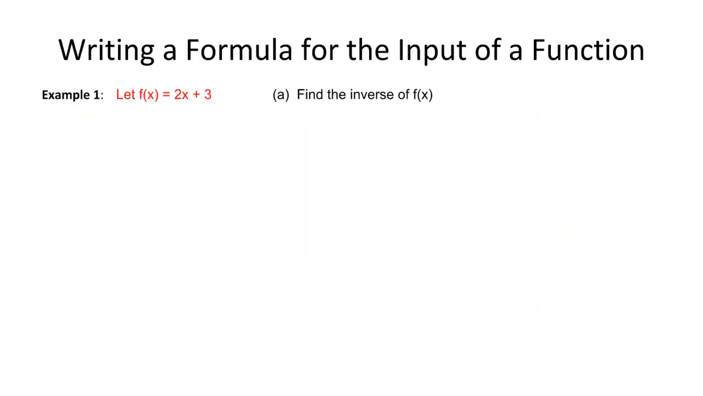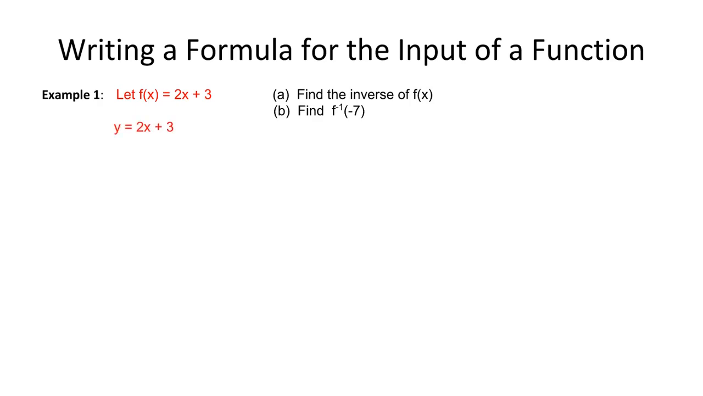In this example, our original is a linear function. As long as a linear function is not a horizontal line, it will always be a one-to-one function. So we do not need to work out restrictions for this. Part A says to find the inverse of f of x, and then once we have that, part B says to find the output if the input of the inverse is -7. So let's start with part A.